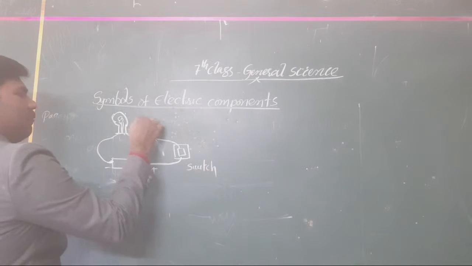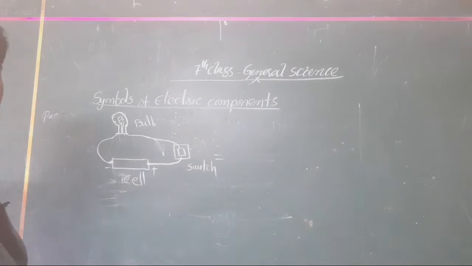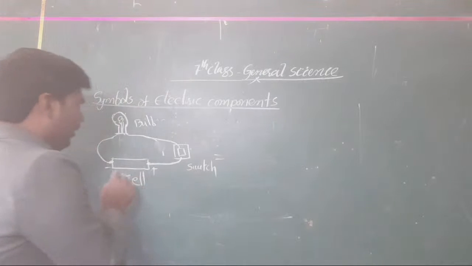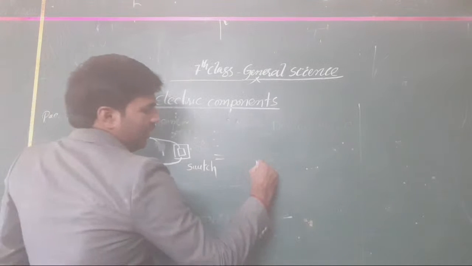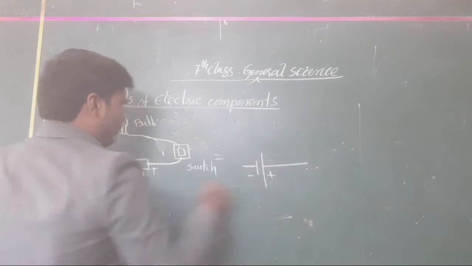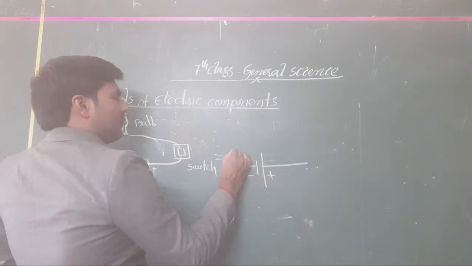Okay, what is it? A bulb. Now, how do we write it in symbolic form? It is in instrument mode. There, it is a negative. That's why I am writing it here. Our battery is like this. This is a negative. This is a positive. Okay, clear?